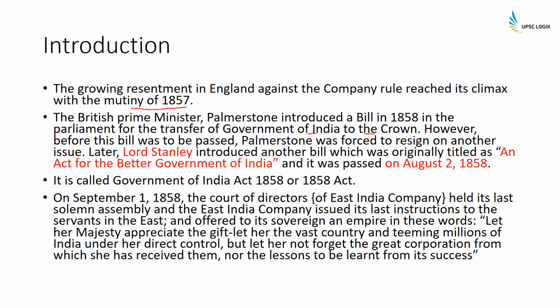which was originally titled an Act for the Better Government of India. This bill was passed on August 2nd, 1858. This was called the Government of India Act 1858, or the 1858 Act. On September 1, 1858, the Court of Directors of the East India Company held their last assembly and issued their instructions to the servants in the East.